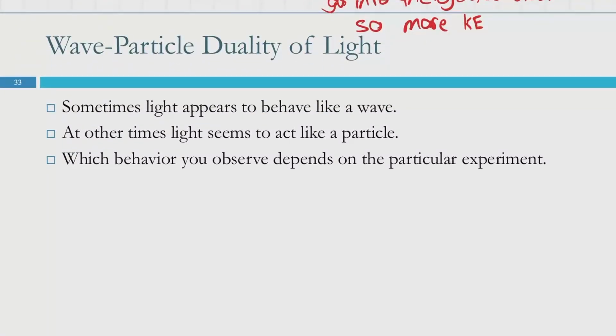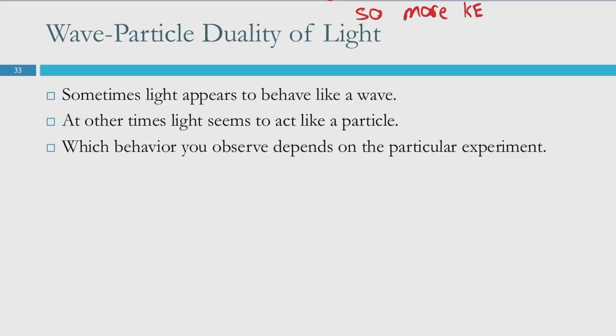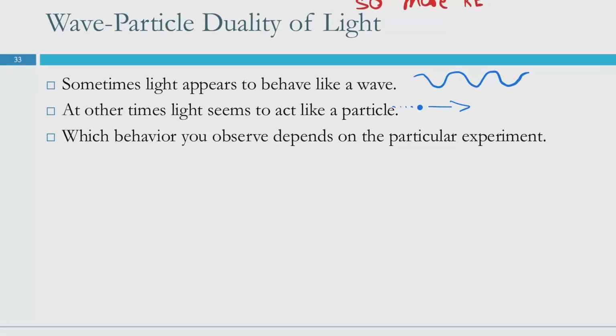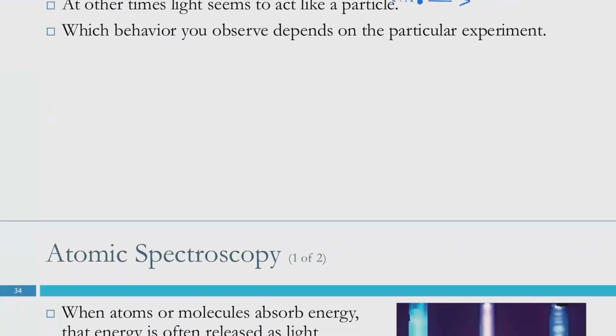We're now moving on to talk more about the wave-particle duality of light. So light sometimes behaves like a wave. It's got wavelength, it's got frequency, it's got energy related to those. At other times, it seems to act like a particle traveling through space. Like a really, really tiny thrown baseball. It'll travel in a straight line. Other times it behaves like a wave. And the behavior that you observe depends on how you test it.